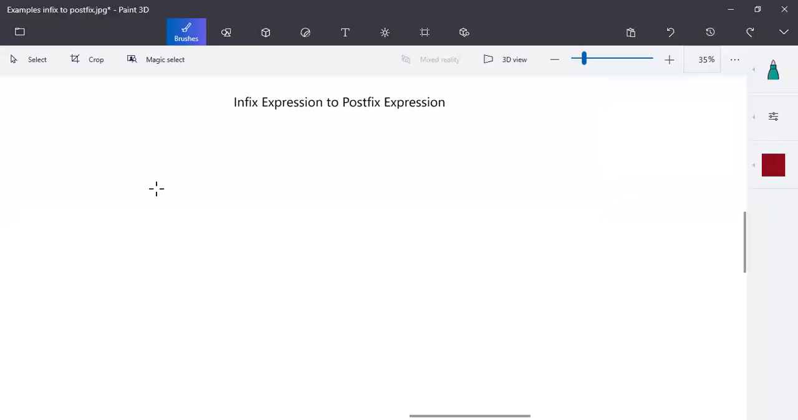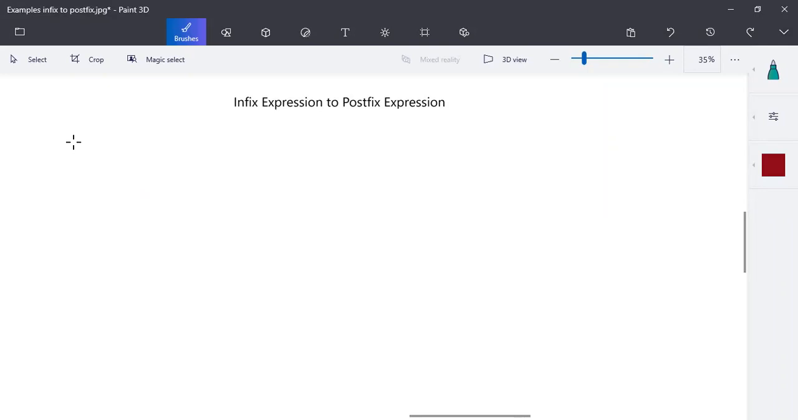Hello everyone. In this video, we are going to discuss the conversion of infix expression to postfix expression. Before moving on to the way of converting an infix to postfix, we should know what is infix, what is postfix expression, and why we want to make this conversion.